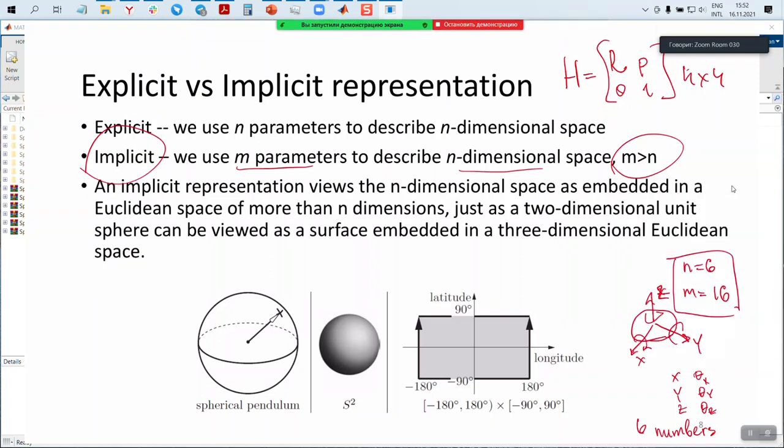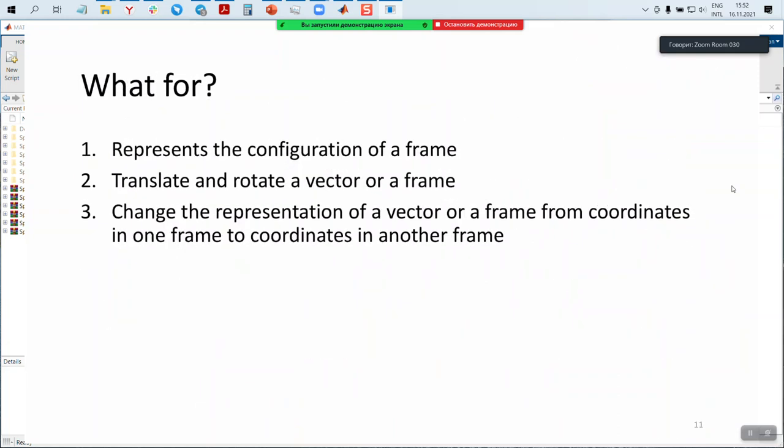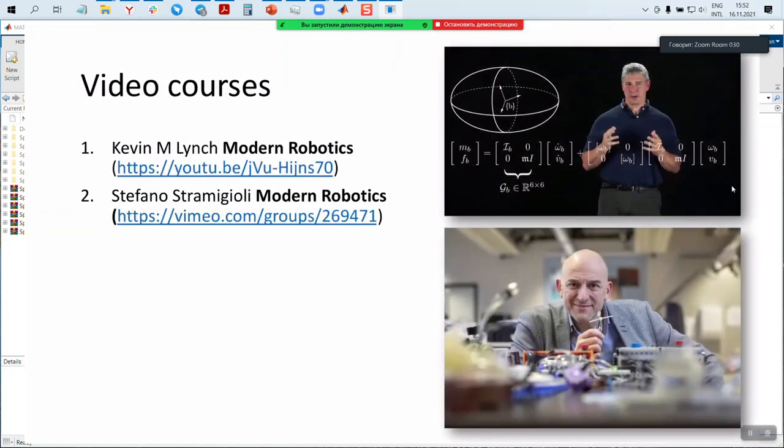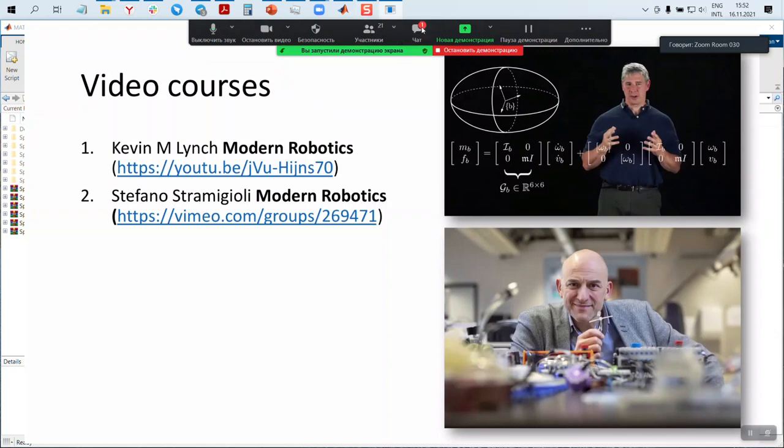Yeah, but the concept is far more general than something that we're going to consider here in this lecture. So we're going to use just the tip of the iceberg for motion modeling, but actually it's the concept of math, of differential geometry, and this concept can be used for different kinds of scenarios. All right, also here you can see a few video courses, the one by Kevin Lynch and Frank Park.